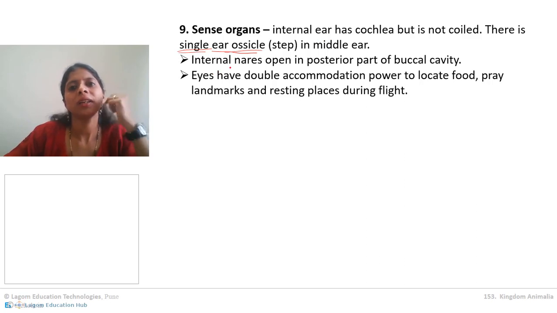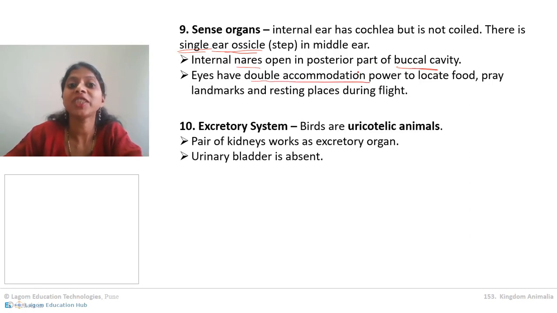Then the nasal cavity: the sense of smell is not very well developed in birds, but the openings of the nerves are in the buccal cavity, meaning in the mouth. Then double accommodation is the special characteristic of its eyes. We just discussed double accommodation. Do you remember what it is? It is nothing but that they can locate food as well as landmarks at a time.